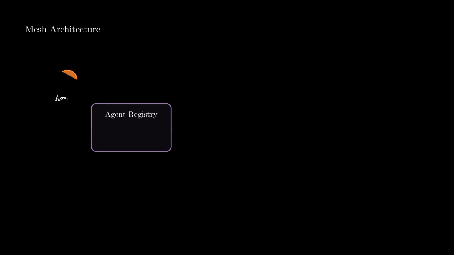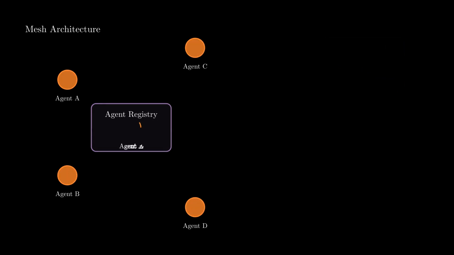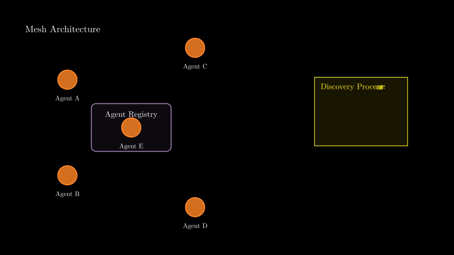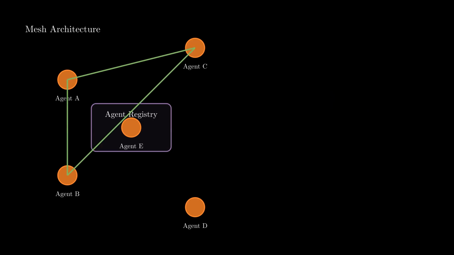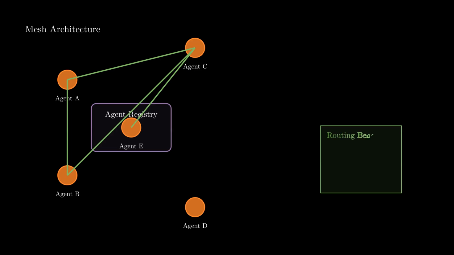Watch Agent A discover that Agents B and C can help with its task. The registry enables smart connections without creating bottlenecks. When A sends a message to C, it can route through B if the direct path fails. This event-driven approach creates resilient networks that adapt to failures.